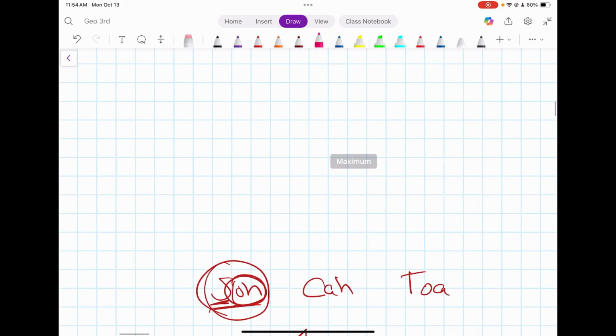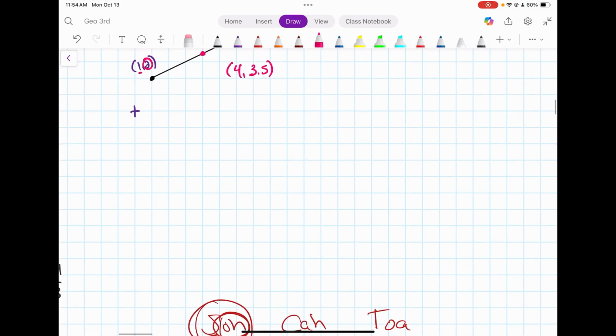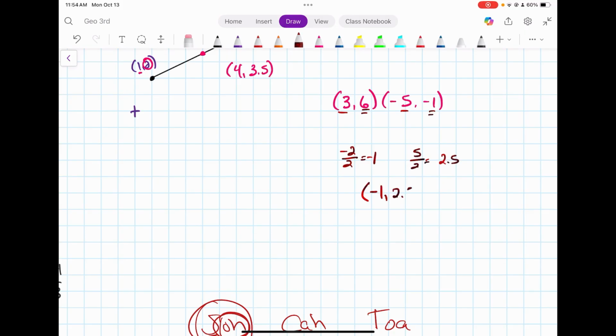So again, with that said, anytime that we're given 2 points, and I'll just make up a couple of them here, (3, 6) and (-5, -1). In order to find the midpoint, we simply add the x values together and divide that by 2, and that gives me a value of -1. Add my y values together, that gives me a 5. When we divide that by 2, it gives me 2.5. So my midpoint would be located at (-1, 2.5).